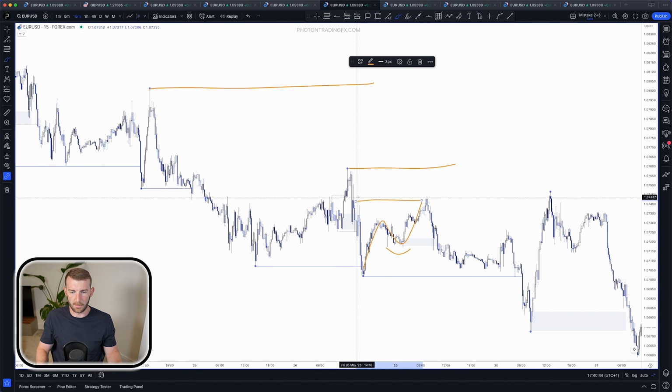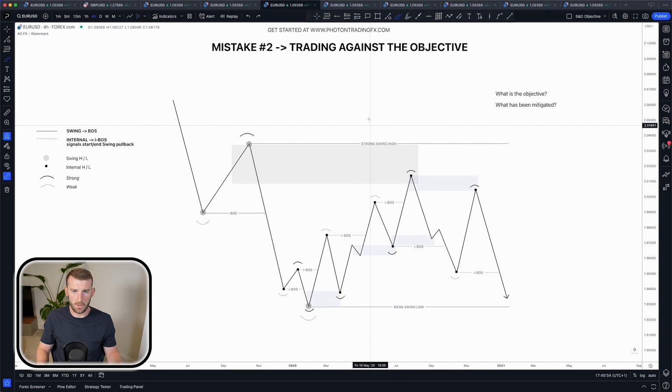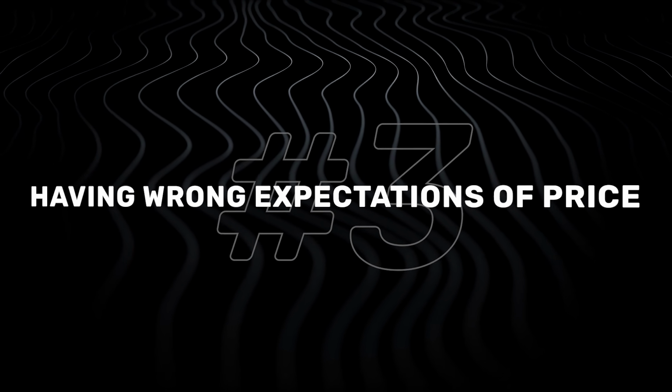Swept liquidity, pull back up to premium supply, internal structure now shifts bearish, and we go. So this is a low probable level to be buying from, okay? So that's mistake number 2. We want to avoid trading against the objective, and that's when you can anticipate that strong structure is about to fail. Alrighty, so that brings us on to mistake number 3, which is having the wrong expectations of price, okay?